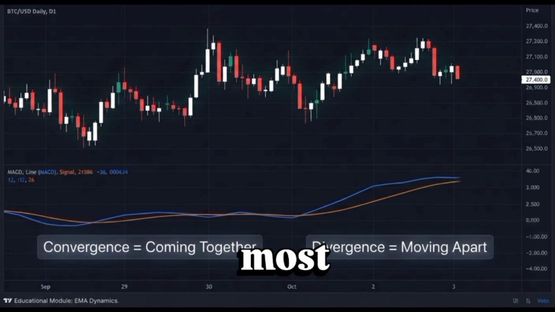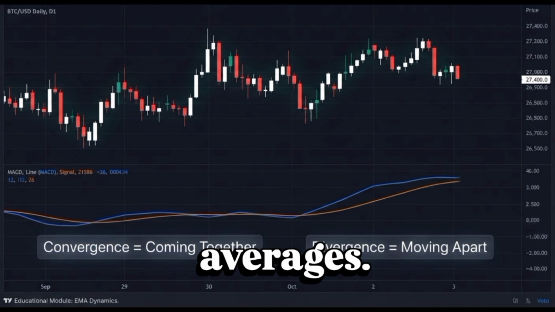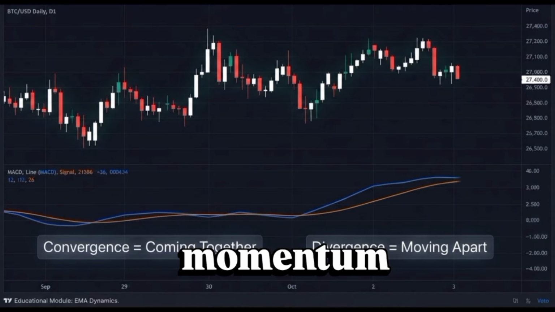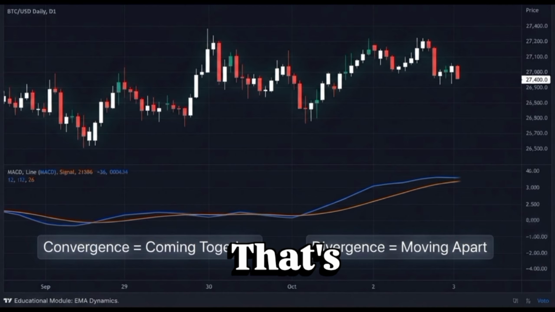Here's the key insight most people miss. MACD doesn't predict price. It measures the relationship between 2 moving averages. When they converge, momentum slows. When they diverge, momentum speeds up. That's where the name comes from.